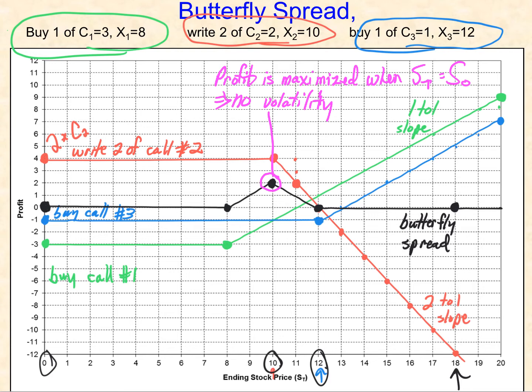On the other hand, our loss is maximized at either very low stock prices or very high stock prices. So no volatility leads to maximized profit, and volatility will lead to losses.